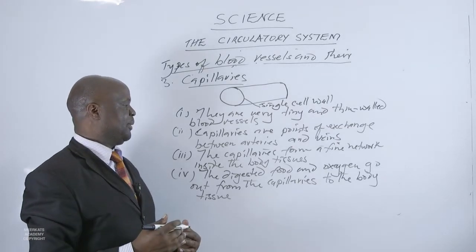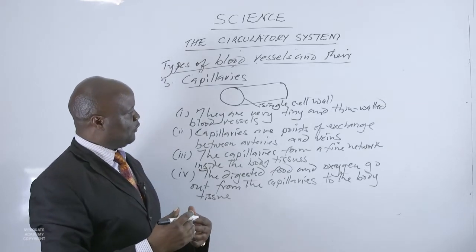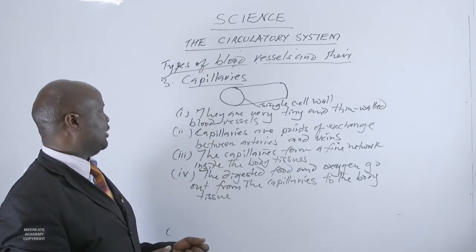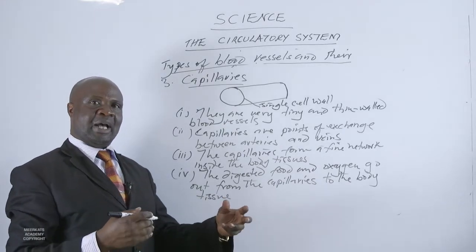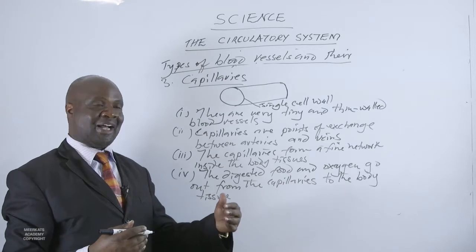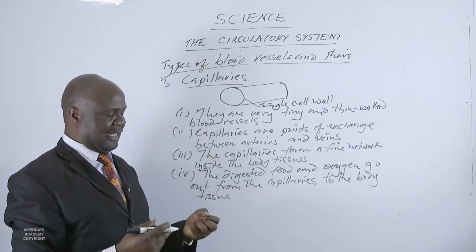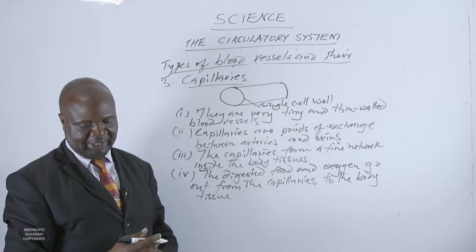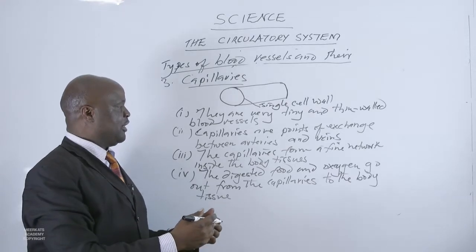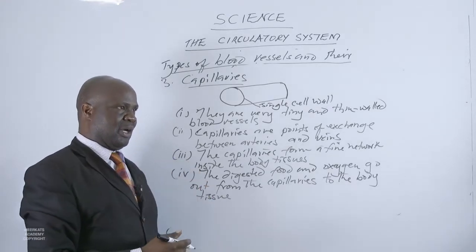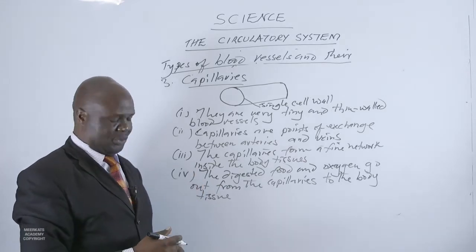So we can see what's happening here. They serve as an exchange whereby digested food and oxygen pass through the capillaries and enter the body tissues. At the same time, carbon dioxide and other waste products leave the body tissues and enter the capillaries. The capillaries will then take them to the veins and then back to the lungs and other body organs.